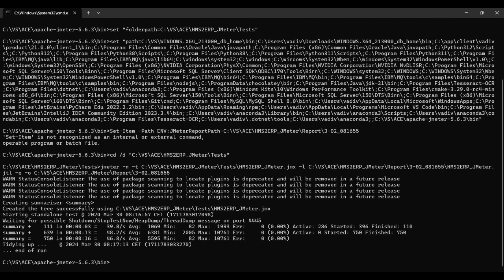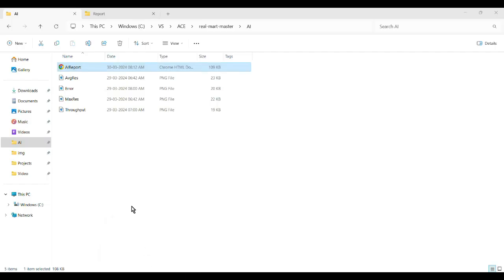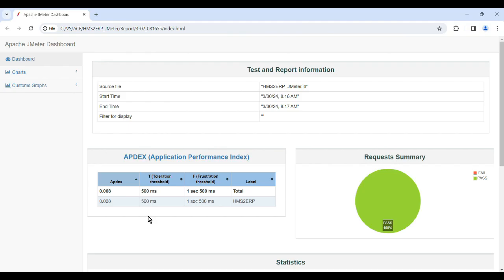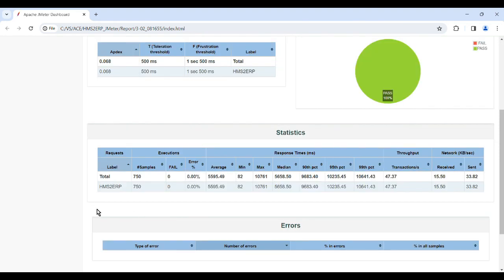So the execution is complete. Let us navigate to the reports. So this is the report which is generated by JMeter for this execution. The Apdex is 0.068. So we have various statistics such as number of samples, that is 750.